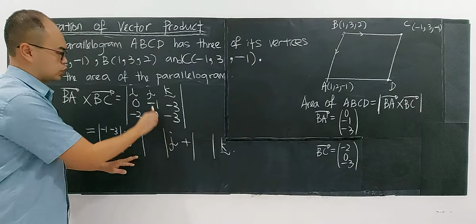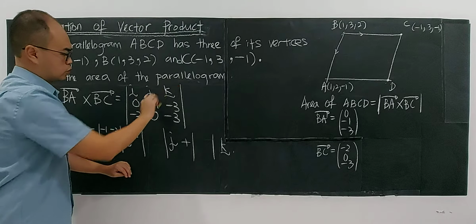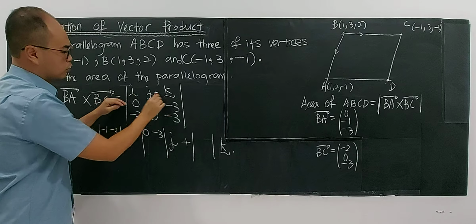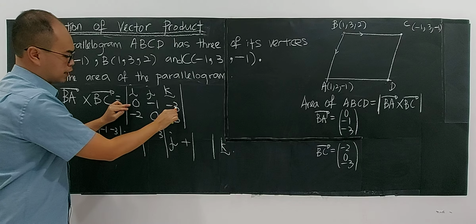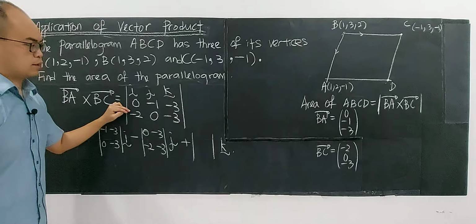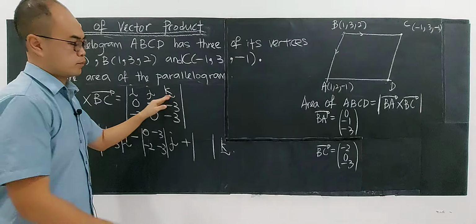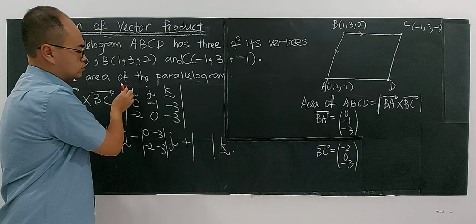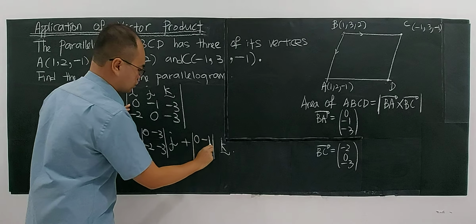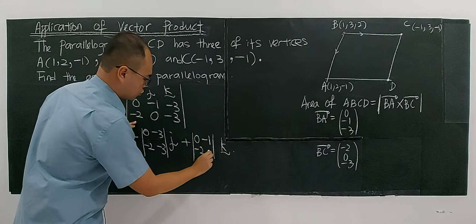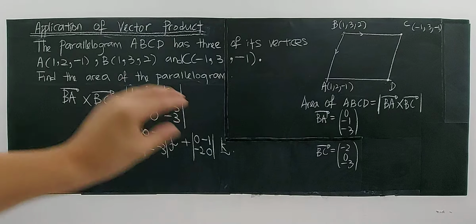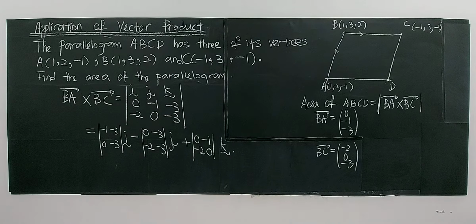And followed by J. For J, delete the row, delete the column, so it will be 0, negative 3, negative 2, negative 3, right? For K, the minor will also be delete the row, delete the column. So you have 0, negative 1, negative 2, 0, right? So this will be the expansion of the determinant, right?